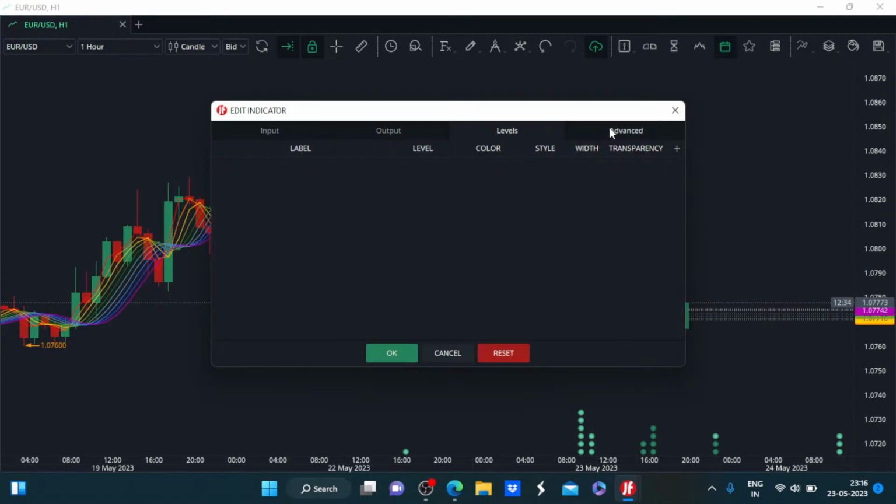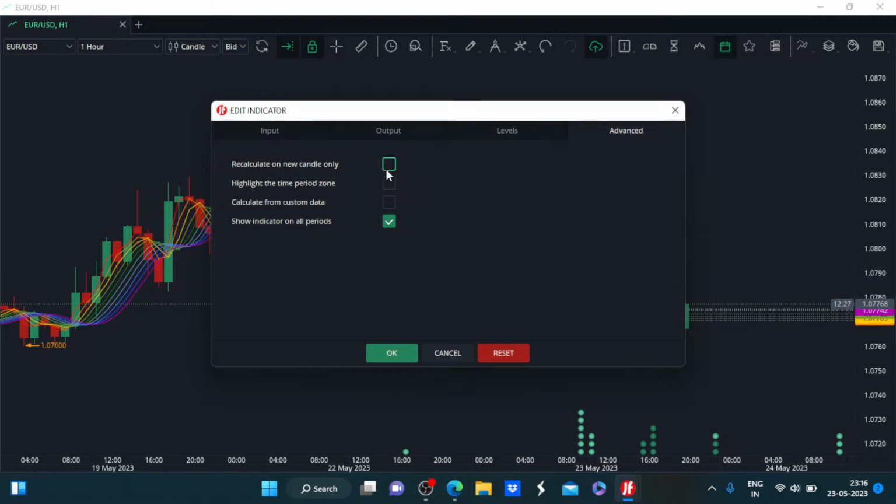Levels, it is not going to be much helpful. Advanced editing option, recalculate on new candle only. This will keep the output of the indicator fixed for the current candle period at the levels which were seen at the moment the new candlestick came into being. Highlight the time period zone, your calculation period will be highlighted, which is 2 in any case, so you don't have to give much attention to this option as well. You can further customize your calculation.